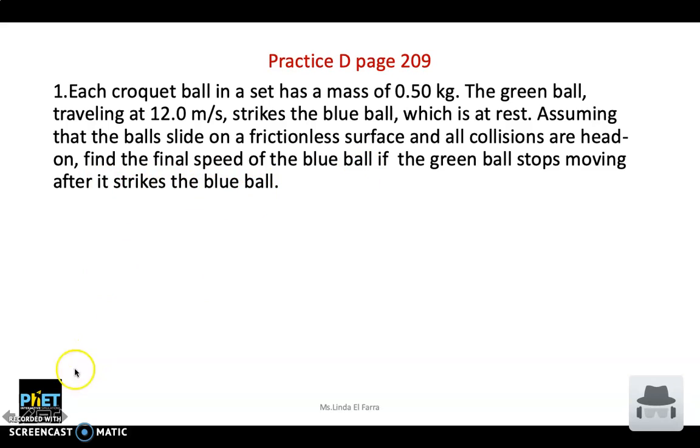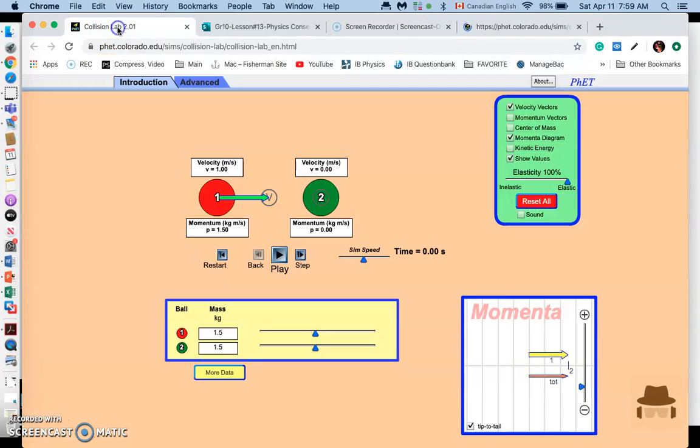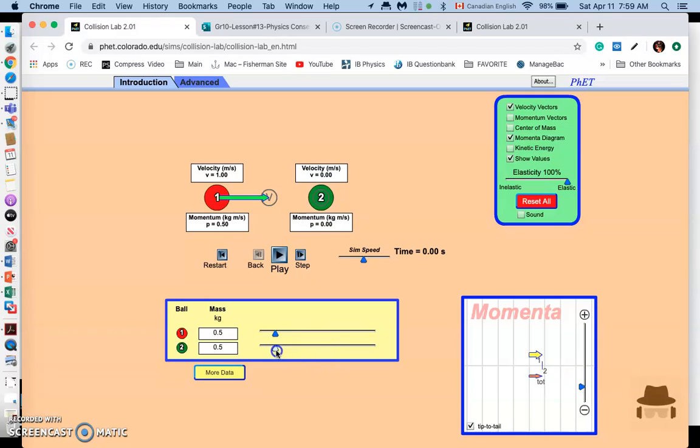So I have a collision. There is a good simulation on PhET regarding this one. It's here. So I have two balls, both of them have the same mass. Now, I can play with the mass here. I can make the mass 0.5 as in the question, and the other one I can make the same, 0.5. And I'll start. You can see here their velocity. The first one is moving with velocity 1 meter per second.